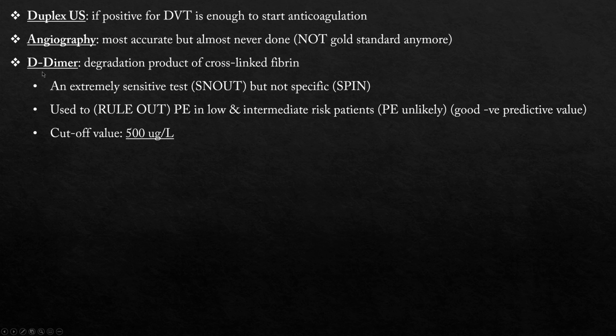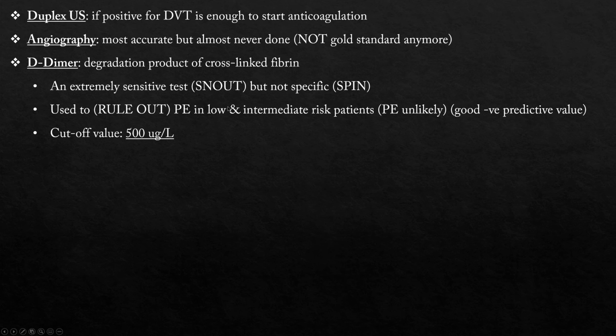The D-dimer. Now, this is a very important one. We all know the D-dimer is a degradation product of cross-linked fibrin. So we use this test to rule out PEs, in those who are unlikely, where the pretest probability is low or intermediate. For example, if the Wells score is less than or equal to 4, as we talked about, PE is unlikely, as you can see here.